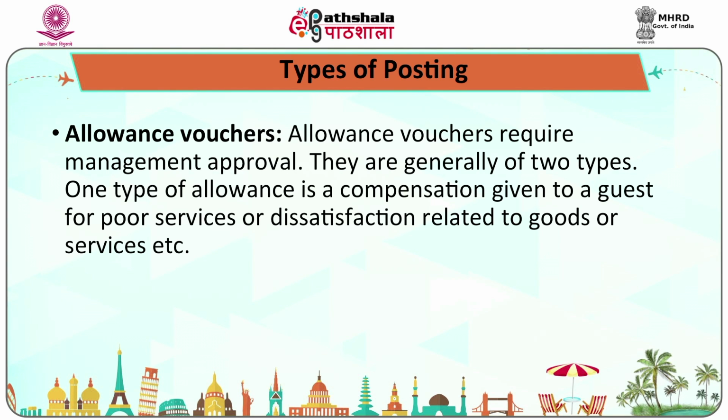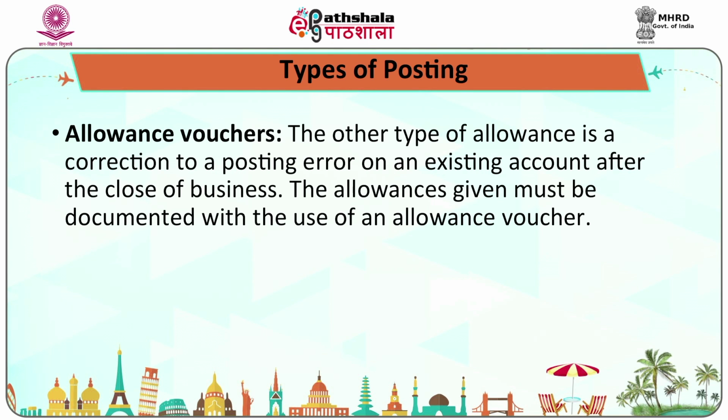An allowance voucher requires management approval. They are generally of two types. One type of allowance is a compensation given to a guest for poor service or dissatisfaction related to goods or services, etc. The other type of allowance is a correction to a posting error on an existing account after the close of business. The allowances given must be documented with the use of an allowance voucher.